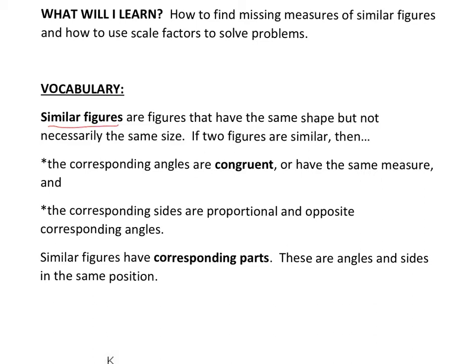Similar figures are figures that have the same shape but not necessarily the same size. If two figures are similar, then the corresponding angles are congruent. So let's emphasize that the angles are exactly the same or have the same measure. And the corresponding sides are proportional. So in this case, the angles have to be congruent, meaning exactly the same, and the way we look at congruency is we would write this as congruent.